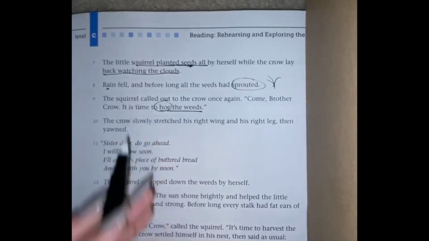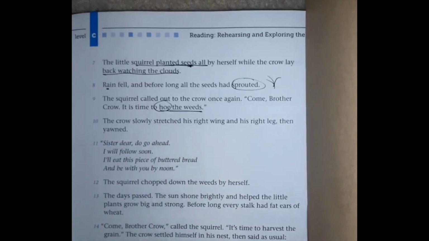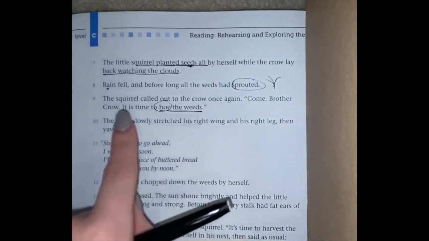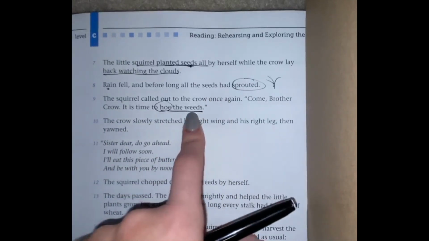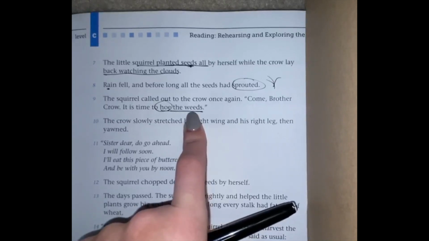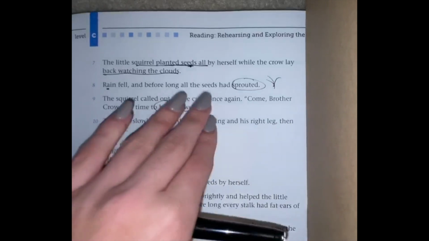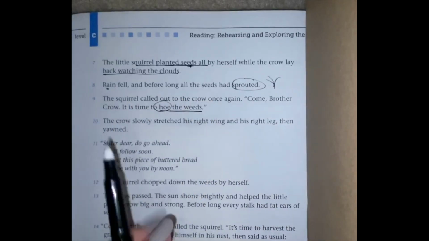So again, you might not know exactly what hoe means, but we're just going to assume here that if they have all the seeds, weeds are things that you do not want your plants to have. You don't want them to have weeds, so maybe we're going to get rid of them.